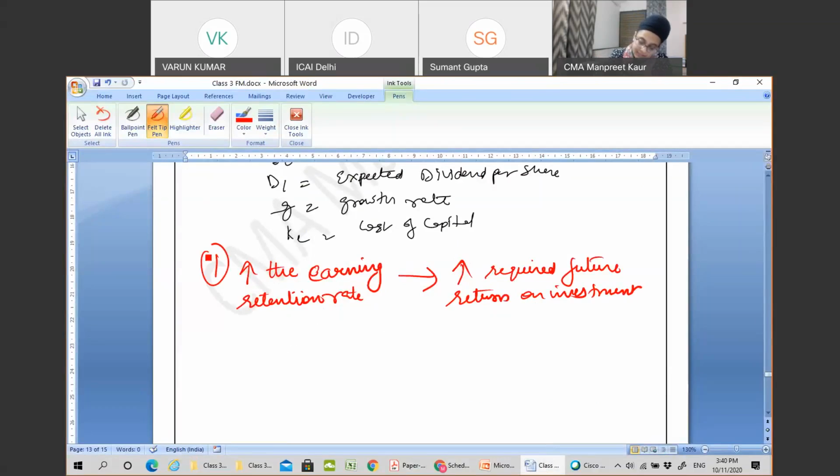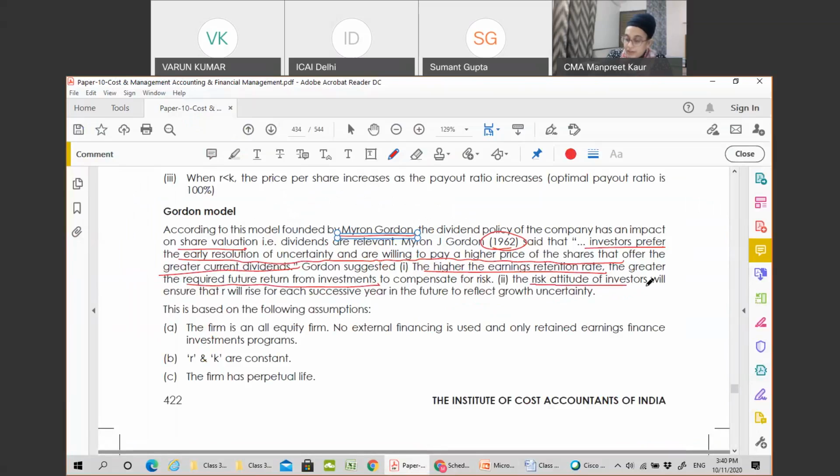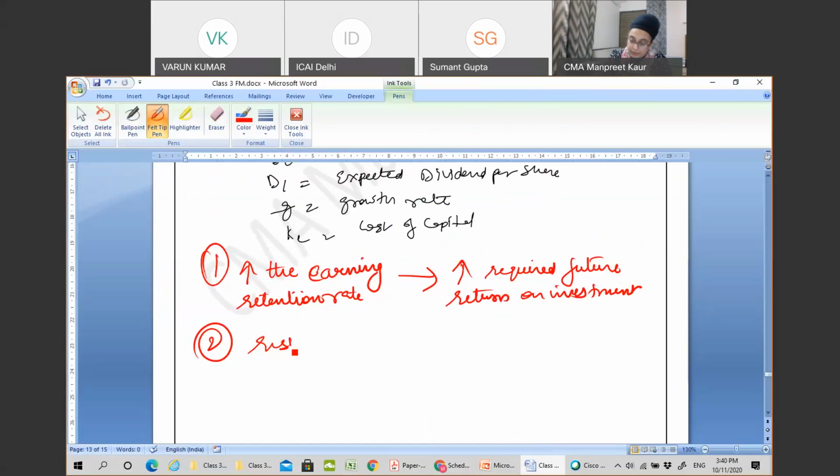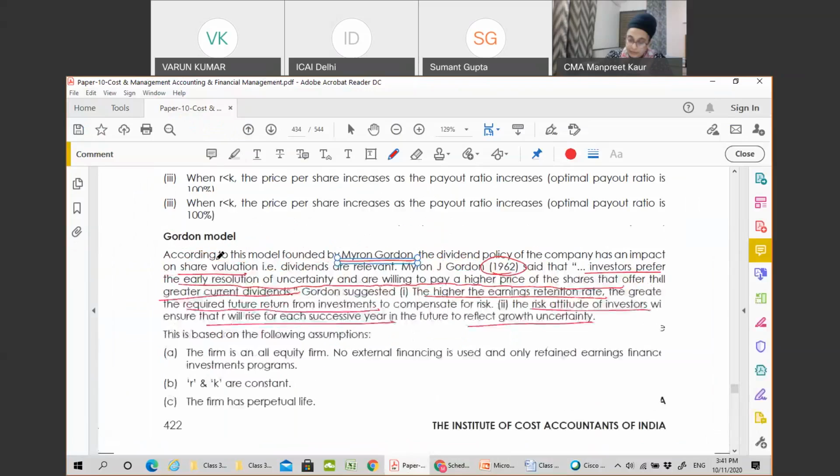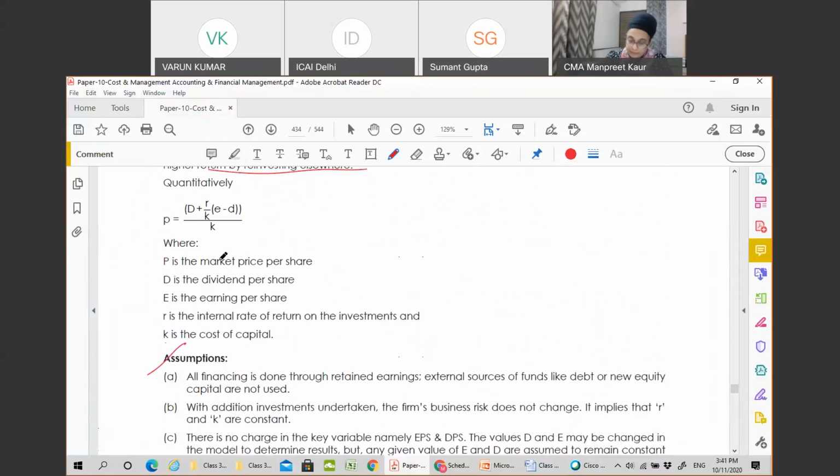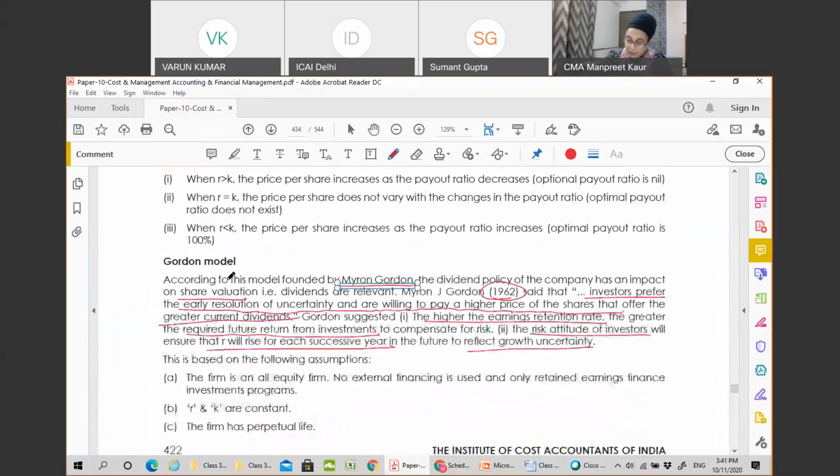This is what the Gordon model says. Second, what does it say? The risk attitude of the investors will ensure that R will rise with each successive year in the future to reflect the growth uncertainty. Second, it says the risk attitude depends upon R, that is the internal rate of return.